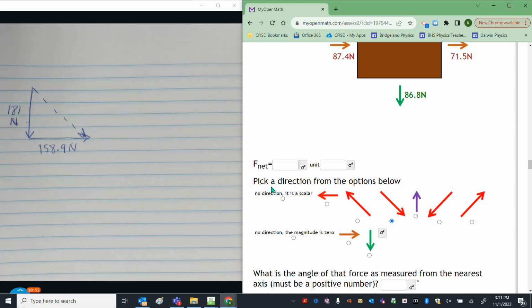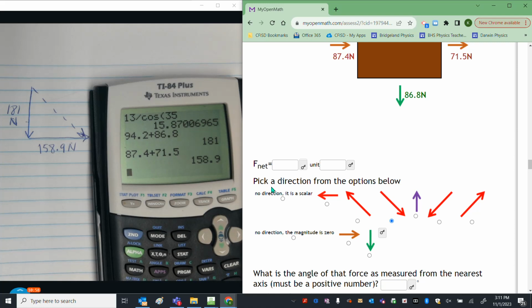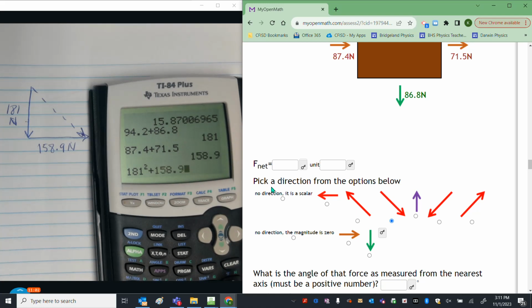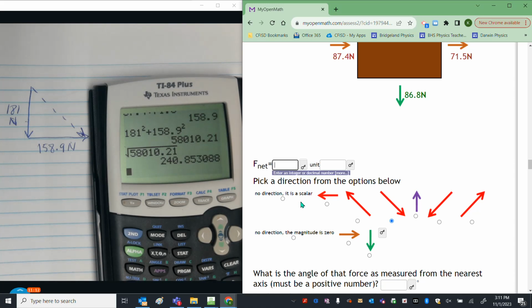And I do that with a squared plus b squared equals c squared. So let's do that. 181 squared plus 158.9 squared is going to equal c squared. So I need to take the square root of this value to get my hypotenuse as 240.85. And of course that will be in newtons.